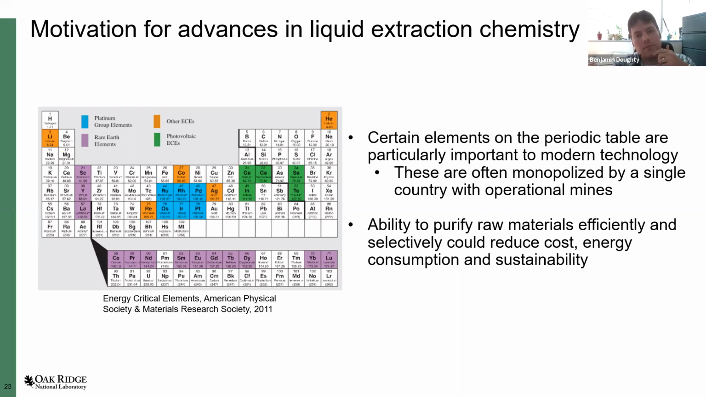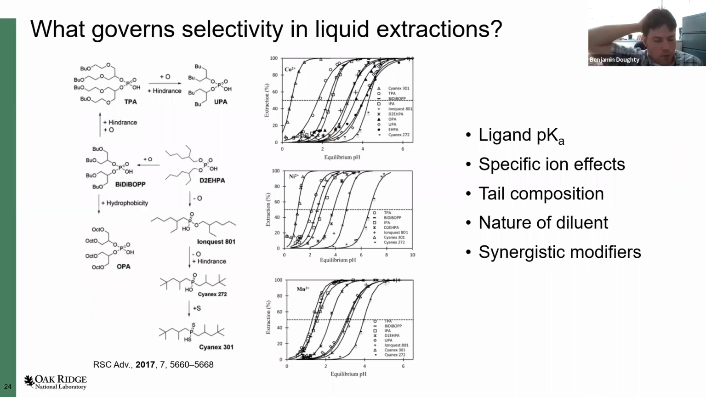So we want to understand liquid extraction because that's the industry standard. That's the way that industry prefers to separate things because they have the framework to do so. So the question is okay, what governs the selectivity, right? You want to pull out just cobalt, right? Or just nickel or just manganese.